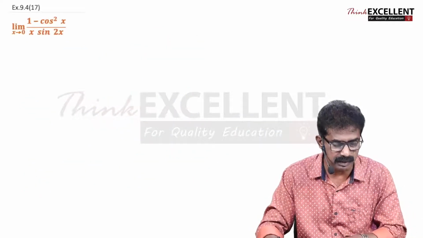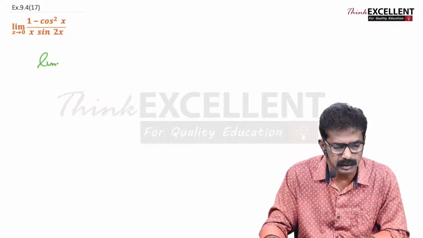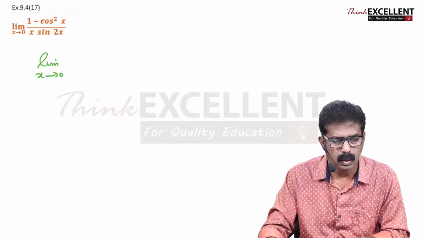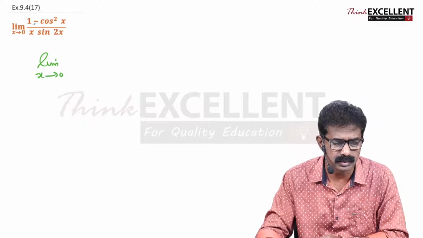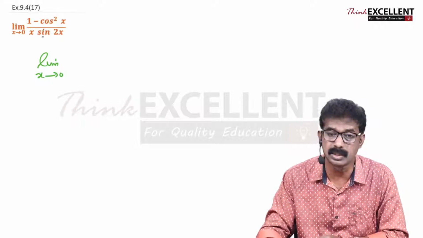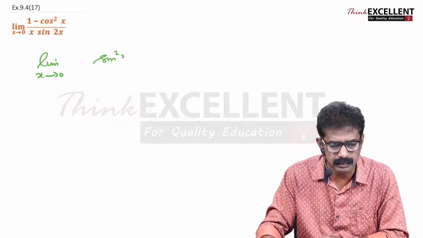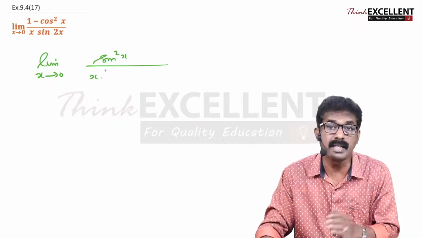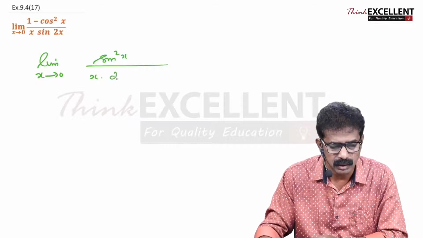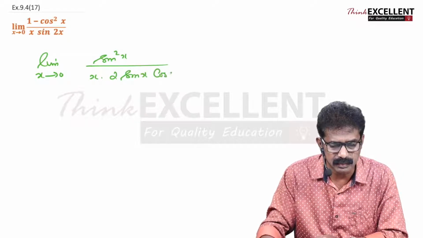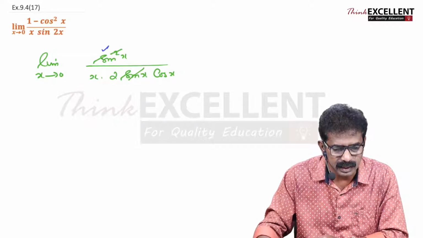Now question number 17. Limit x tends to 0. 1 minus cos square x, an identity, right? 1 minus cos square x is what? Sin square x. But if you apply the limit directly, you'll get 0 by 0 only, okay? So 1 minus cos square x is sin square x by x into sin 2x. You know sin 2a. What is sin 2a? 2 sin a cos a. So sin 2x is 2 sin x cos x. Cancel one sin here. See, again you are getting sin x by x, right?